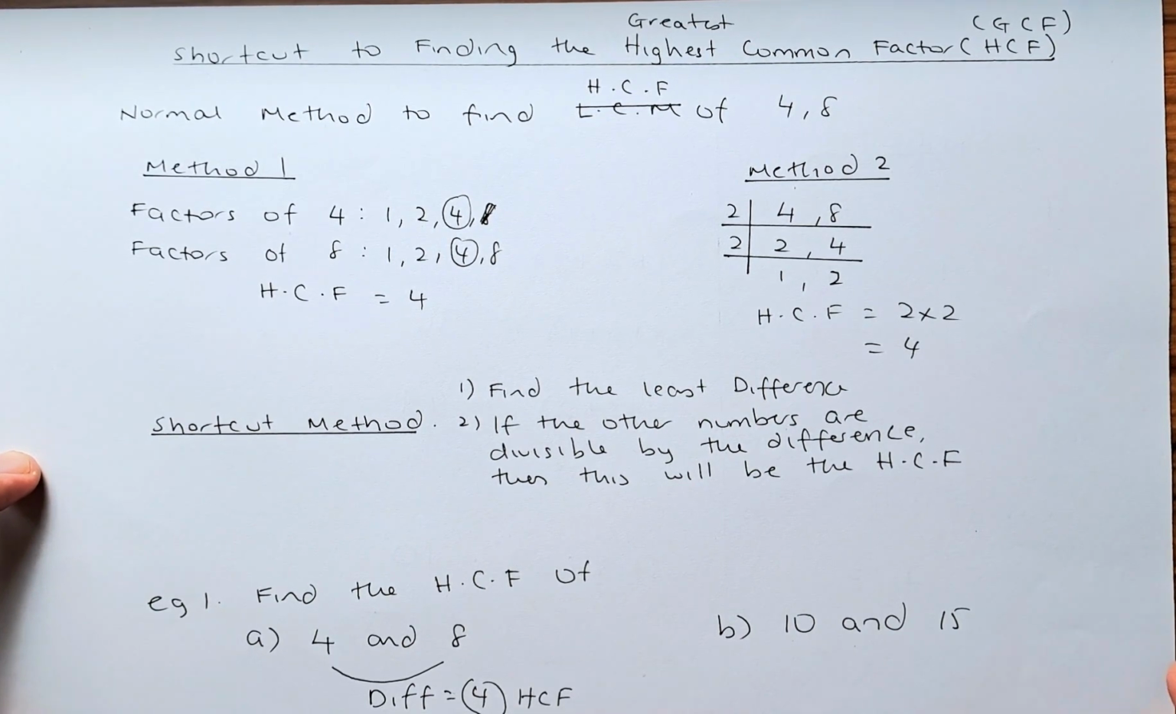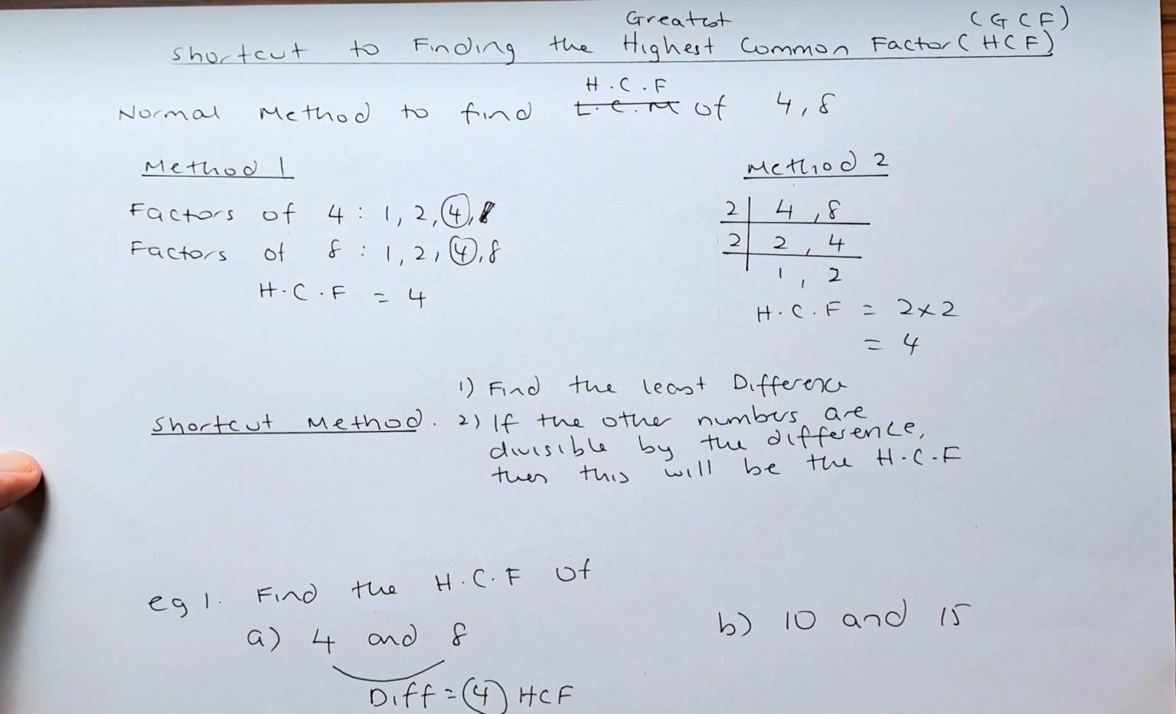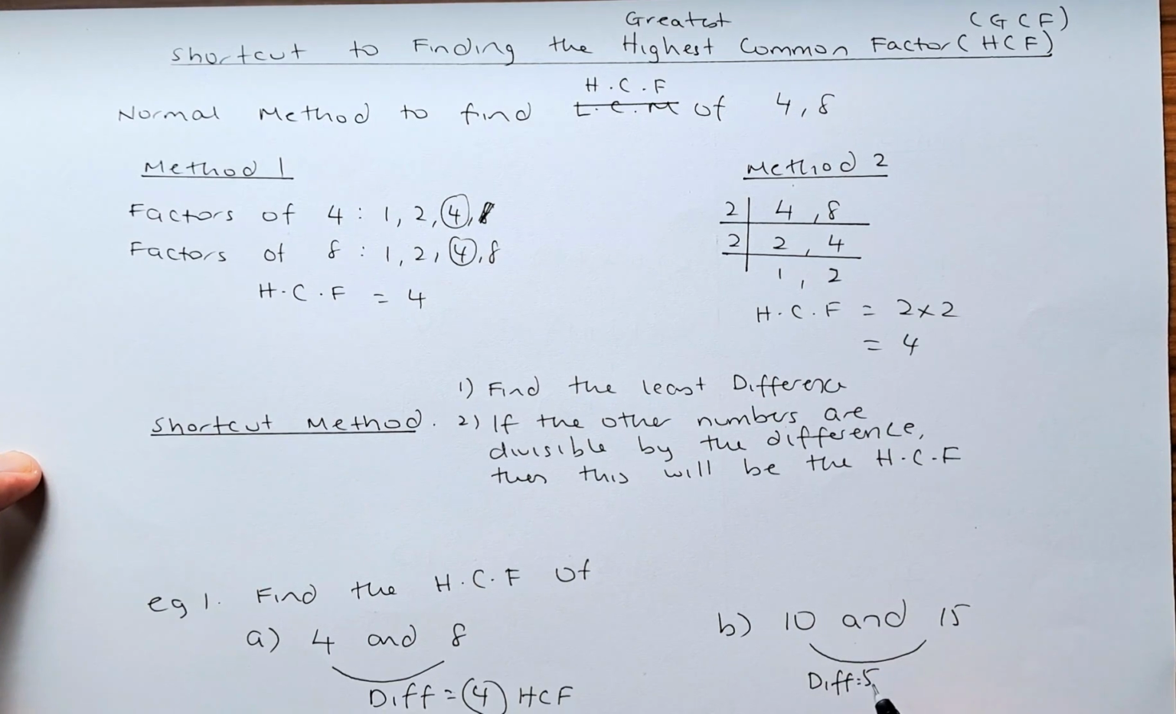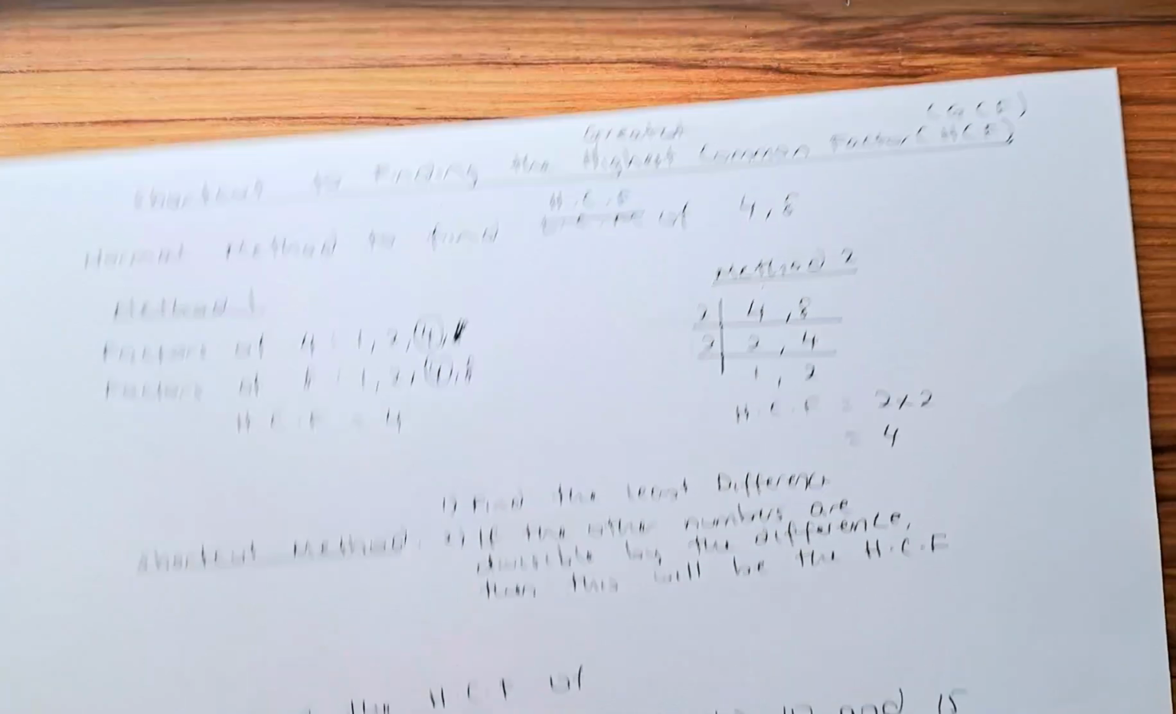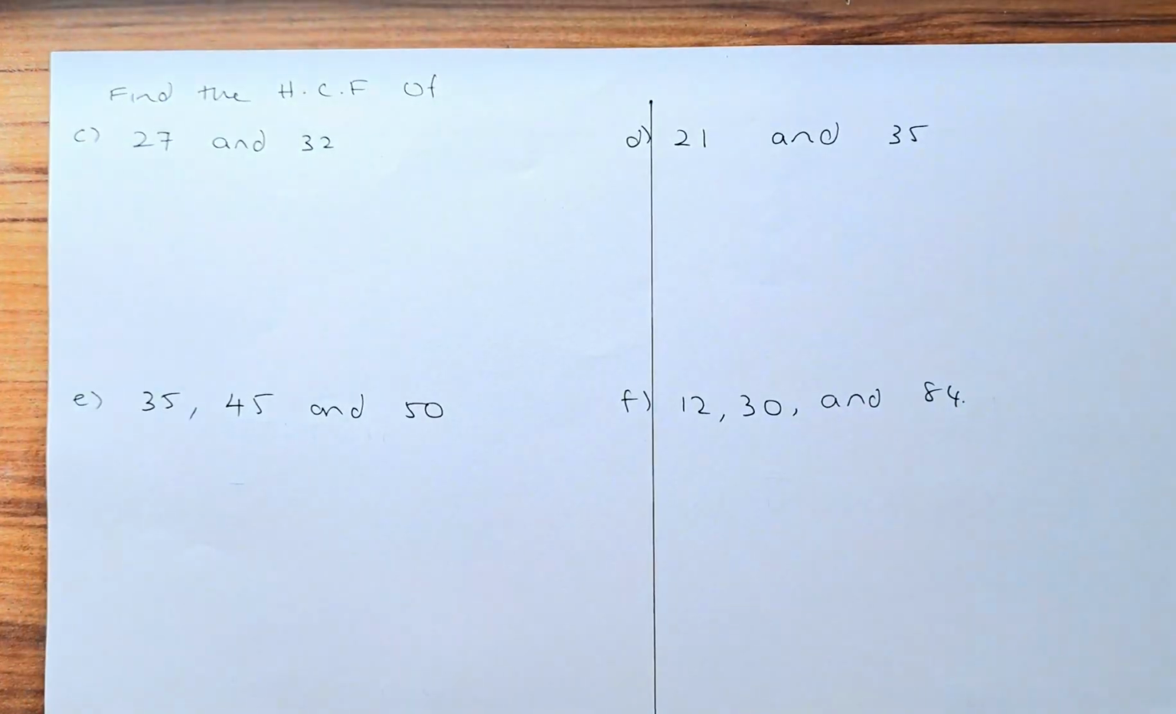Simple as that, okay? Next example, 10 and 15. Difference is 5. So can 10 be divided by 5? Yes, 15 can be divided by 5. So 5 is the HCF. That is as easy as 1, 2, 3. Okay. Now we shall look at another example.